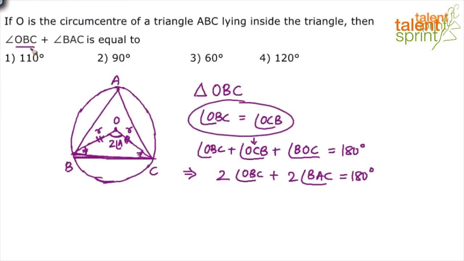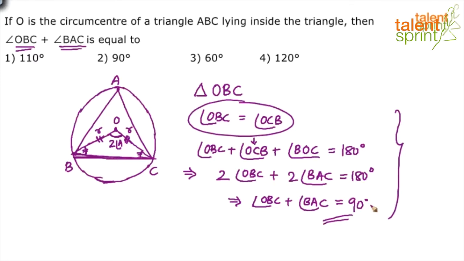That's it. He is asking us to find OBC plus BAC. Twice OBC plus twice BAC is 180. So OBC plus BAC will be how much? Again, if you have understood the concepts of circumcenter that we have discussed in the geometry of triangles, you need not do all this, right? You can directly mark the angle as 90 degrees. Anyway, I'll not explain that here. Just go through that video and understand it. It's very easy. You can just visualize this mentally and mark the answer, right?